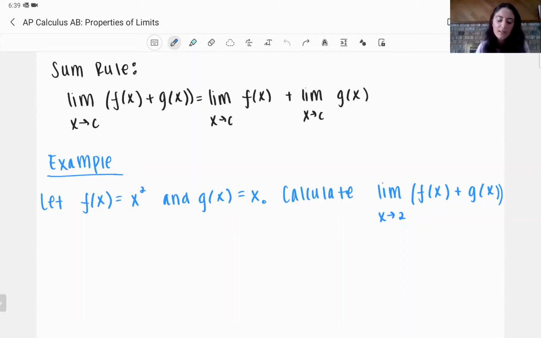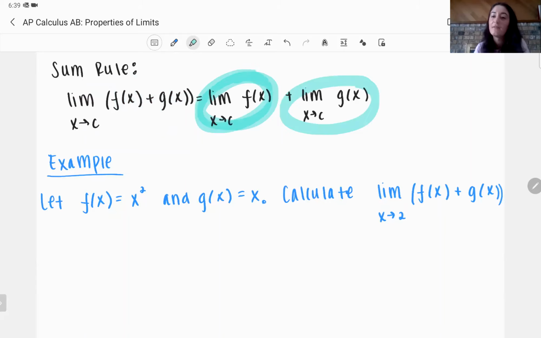So the first property that we have here is the sum rule. This just says that if you're asked to find the limit of a function where the function is the sum of two separate functions, you can easily calculate that by just splitting up the limits. You can just find the limit of the first function and then find the limit of the second function, and then just add those two numbers together, and that would be your final answer.